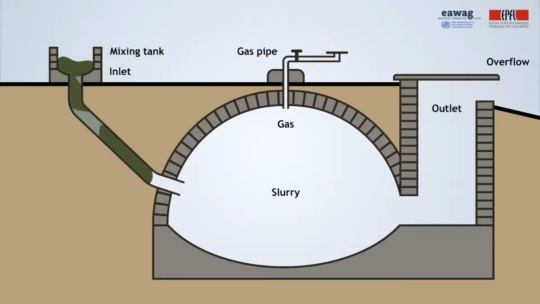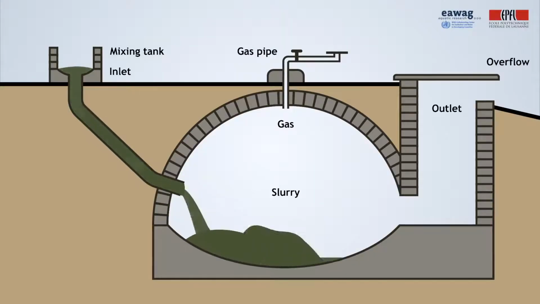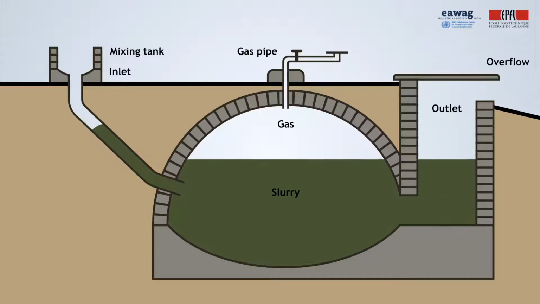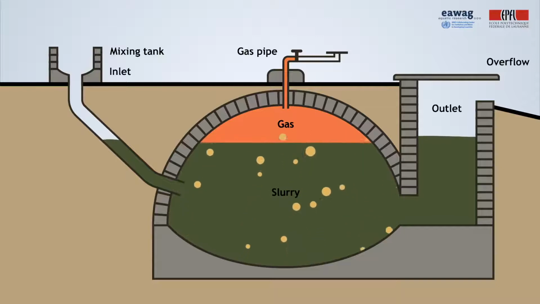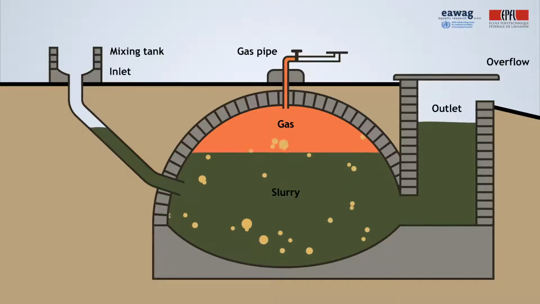In this animation, we can see how this works. The waste material is mixed with water and enters the reactor and mixes with the material already in the reactor undergoing degradation. Biogas is generated in the slurry through anaerobic digestion. The gas bubbles then move to the top part of the reactor, where gas accumulates and starts to build up pressure if the valve is closed.